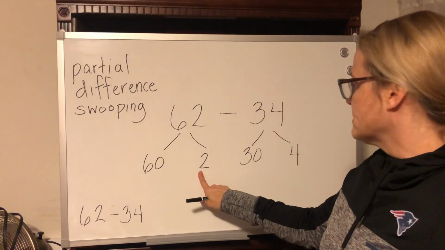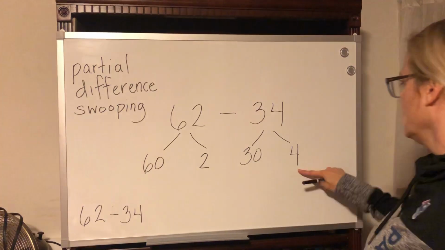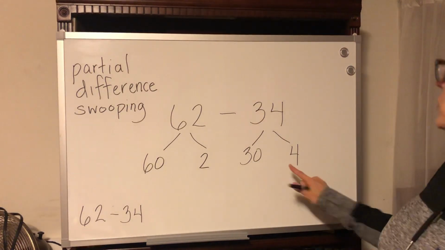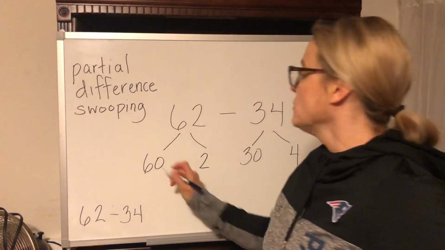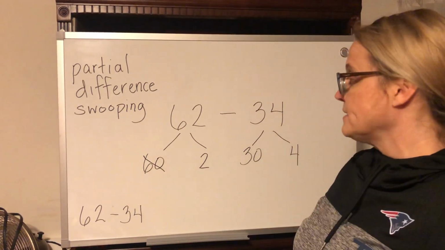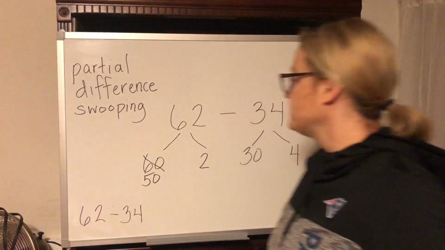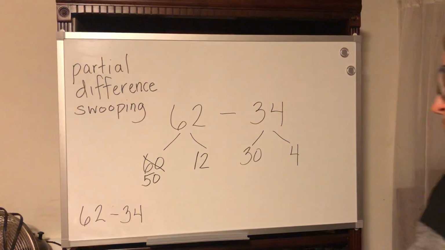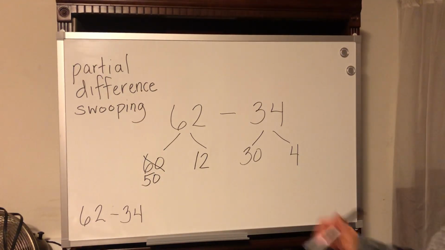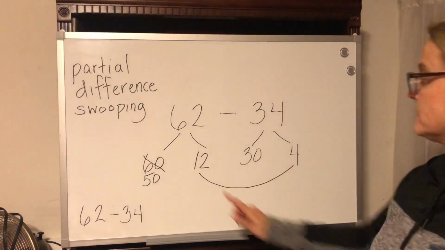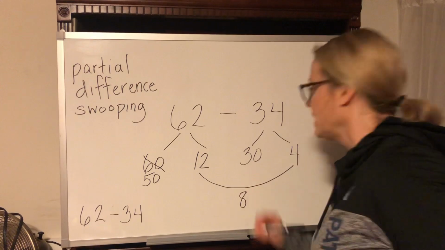So when I look at this, I'm noticing that with 2, I can't take away 4. So again, just like I did with the algorithm, I'm going to have to peel off a 10 here. So instead of being 60, 10 less is going to be 50. So I'm going to put 50 there. And then I'm going to put it here. So I took that 10, I peeled it off, and I added it to this. And now I'm going to subtract. Can I do that? 12 minus 4? Sure I can. And that's going to be 8.